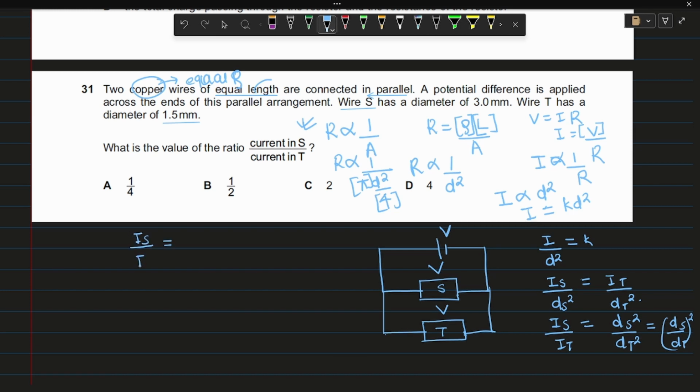Now let's use this expression to find our final answer. So Is by It is equal to ds, which is 3 millimeters, divided by dt, which is 1.5 millimeters, whole square. And when we put this expression on the calculator, we get our answer as 4. So the correct answer will be option D.